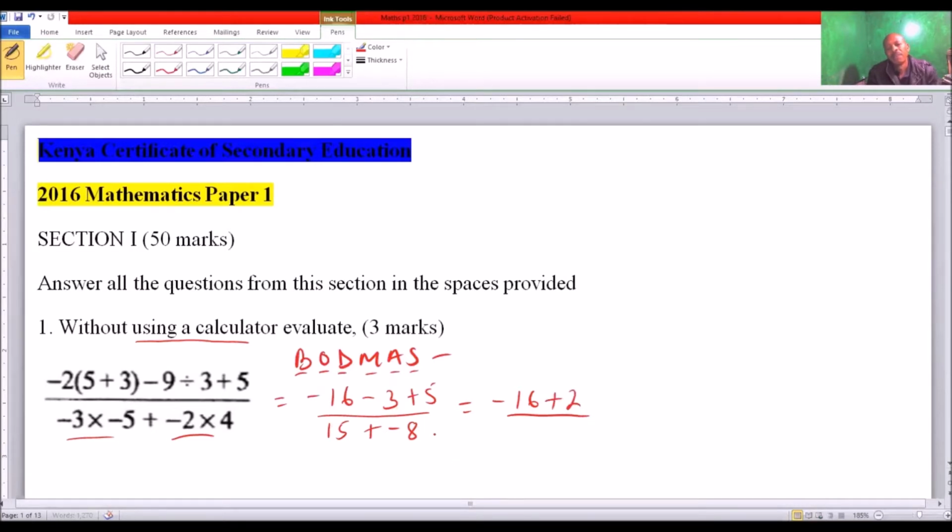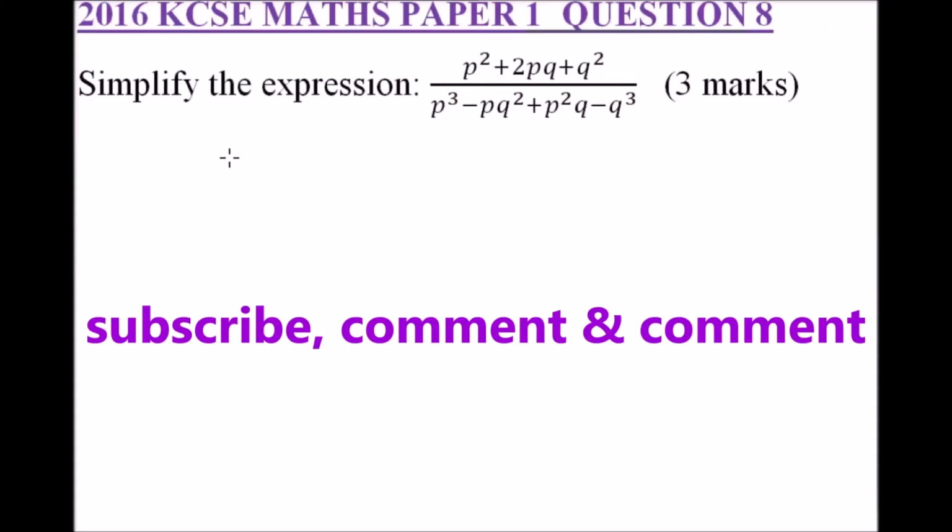Divided by 15 plus minus 8, which will be 15 minus 8, and that should give you 7. So this is equal to minus 16 plus 2, that will give you minus 14. Divide by 7. And when you divide this, you get minus 2. So by doing that, you get yourself 3 marks.